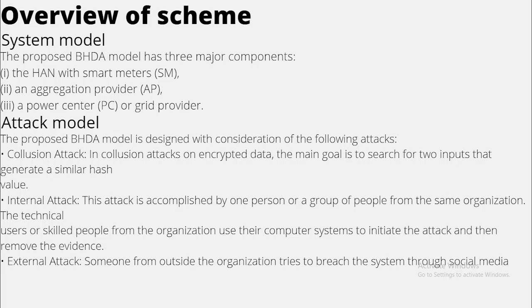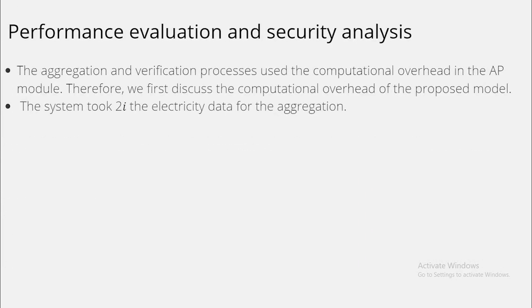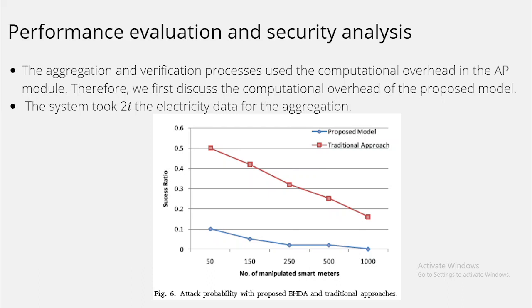And in an external attack, someone from outside the organization tries to breach the system through social media, hacking, or malicious software. And this is even more difficult to detect than an internal attack. So in the performance evaluation and security analysis, the aggregation and verification processes use the computational overhead in the AP module. Therefore, we first discuss the computational overhead of the proposed model.